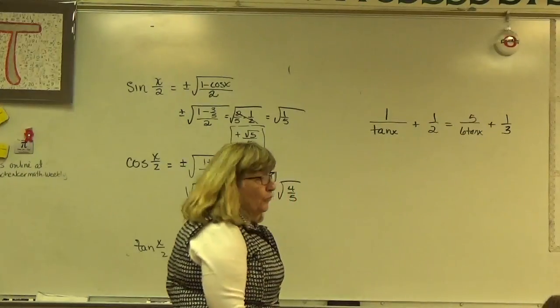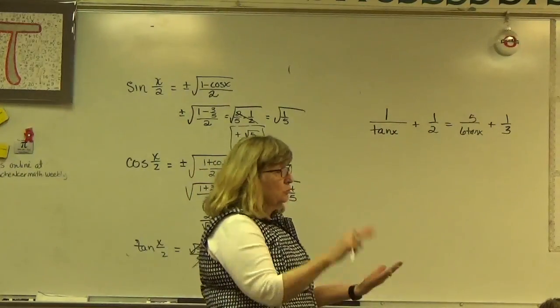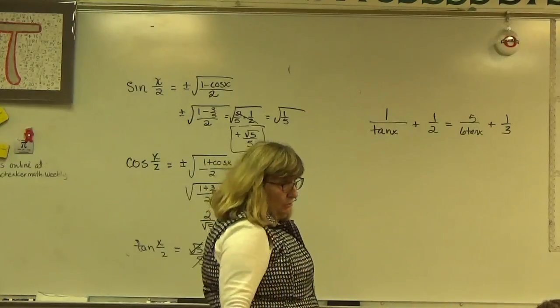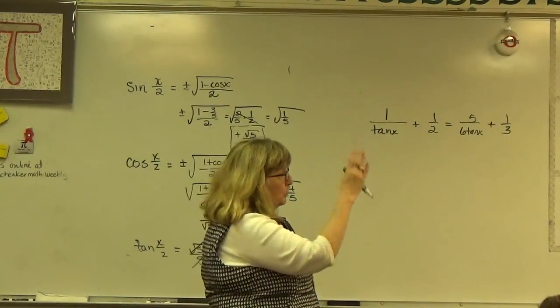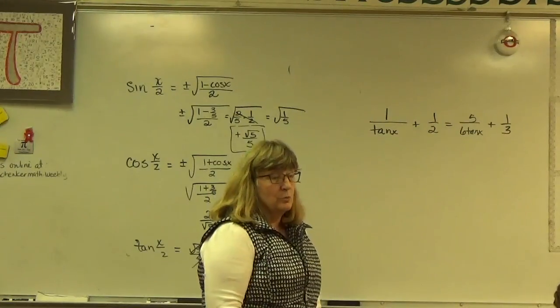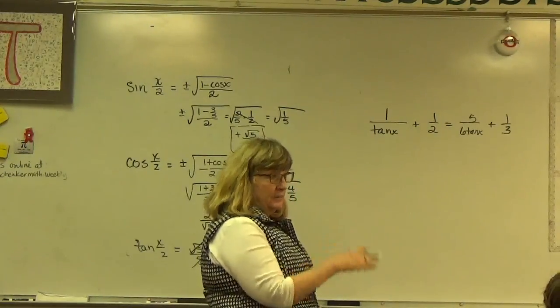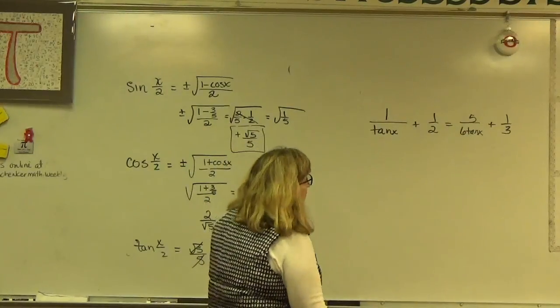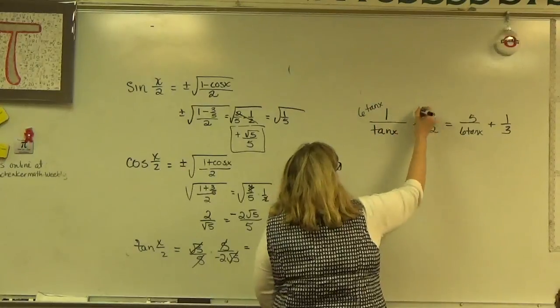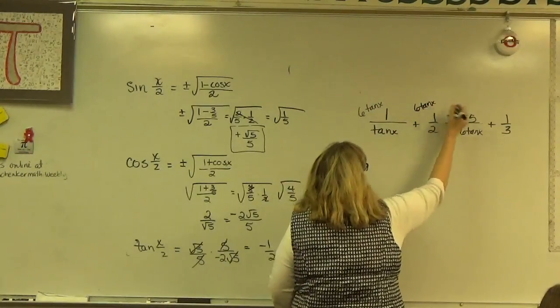Okay, with fractions, and you did this when you had college algebra, your first chapter. You also did it in algebra 2 in your first chapter, and you also did it in algebra 1 in about the 5th chapter. Anytime you have equations with fractions, you multiply by the common denominator. So what's the common denominator? 6 tangent of x. So each term gets multiplied by 6 tangent of x.